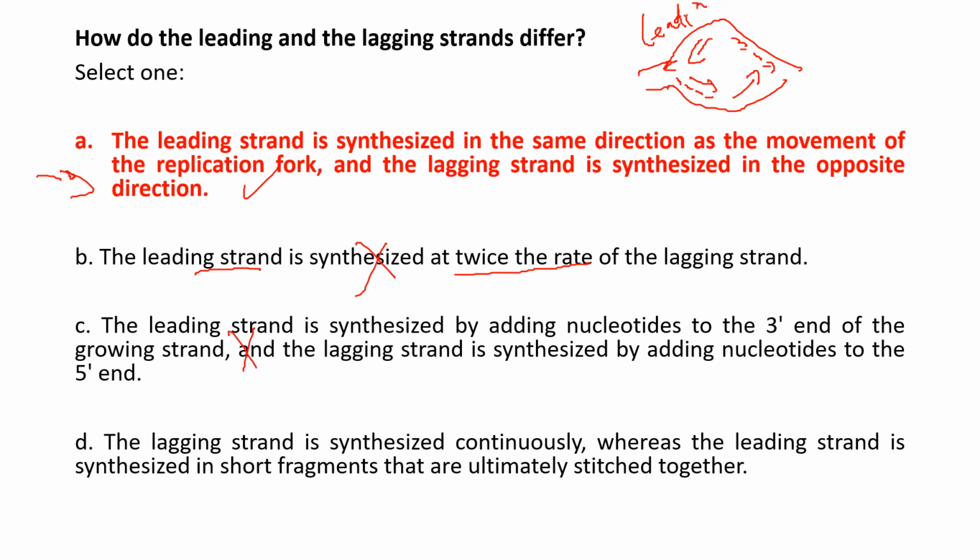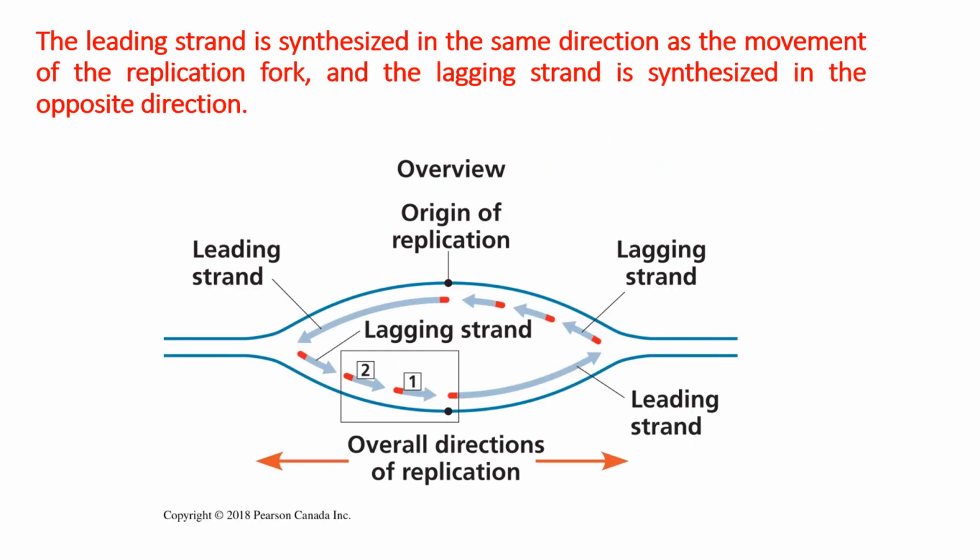D says the lagging strand is synthesized continuously. So this is the opposite answer of A, so this is wrong. This is discontinuously, and here the leading strand is synthesizing short fragments. So this is the definition of the lagging, and this is the definition of the leading. So this is also wrong. So the only answer is A. And here is the schematic that you have seen multiple times that shows that A is the right answer.